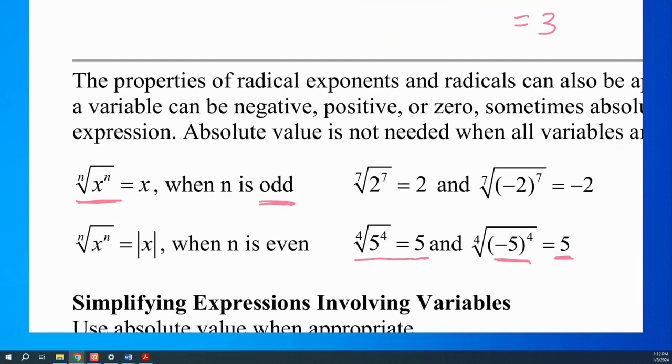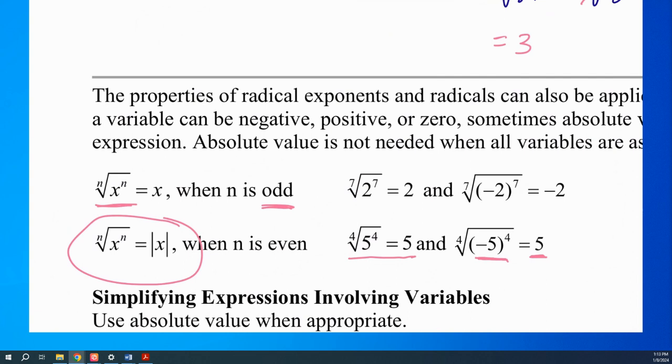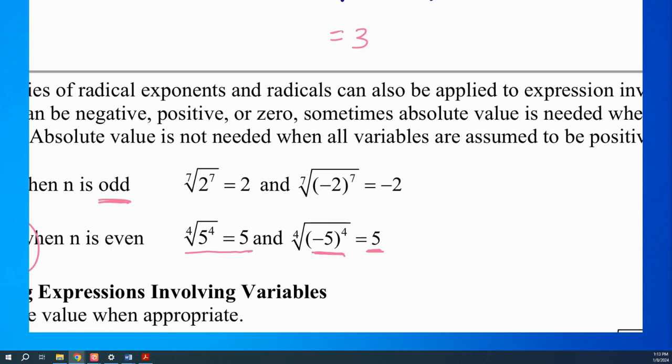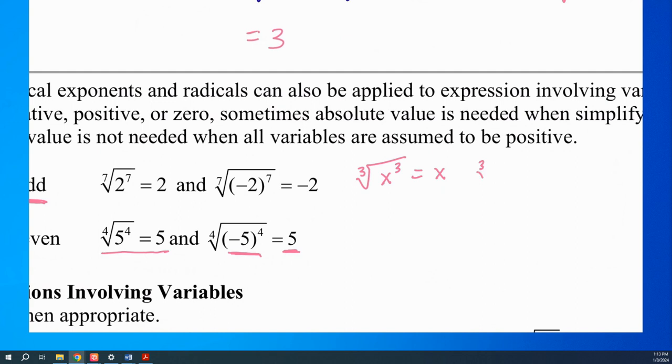So because of that, when we're simplifying with variables, instead of numerical values, with an x, we have to include absolute value bars when we take out an even power. So the 5 on the outside would have absolute value bars, which is why it's positive. Let's say I took the cube root of x cubed. What would that be? X, right? And if I took the cube root of negative x cubed, what would that be? Negative x, right? It's maintaining its sign.